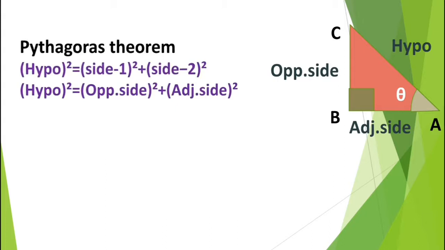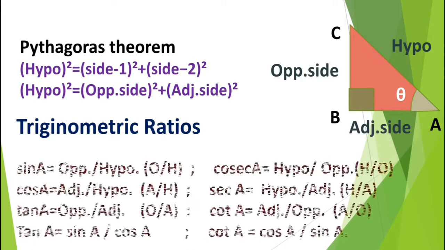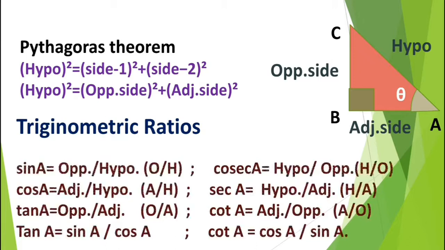And also recall the trigonometric ratios. Totally there are 6 trigonometric ratios. Sin A is equal to opposite by hypotenuse, and the multiplicative inverse or reciprocal of sin A is cosecant A, which is equal to hypotenuse by opposite. Cos A is equal to adjacent side by hypotenuse, and the multiplicative inverse of cos A is secant A. Secant A is equal to hypotenuse by adjacent side, and tan A is equal to opposite side by adjacent, and the multiplicative inverse of tan A is called cot A.